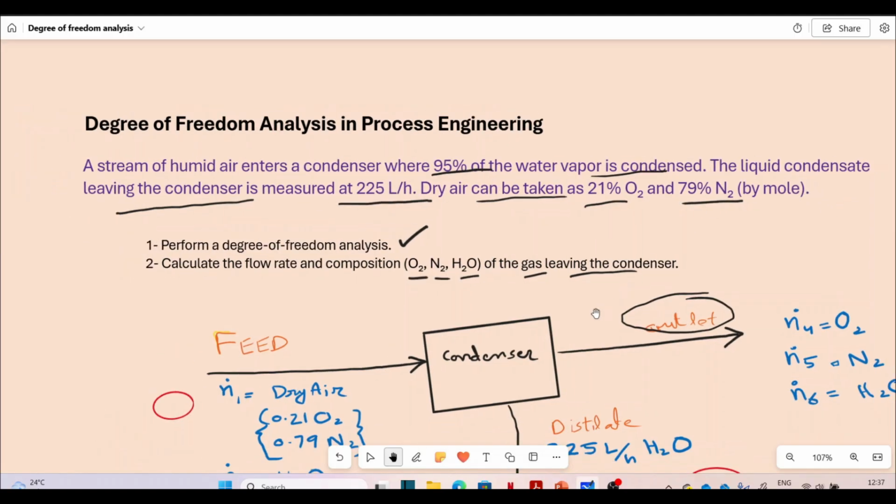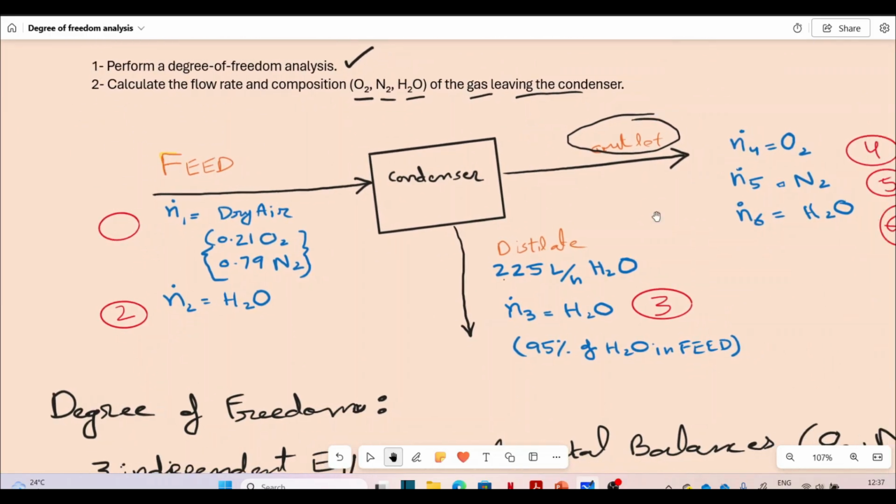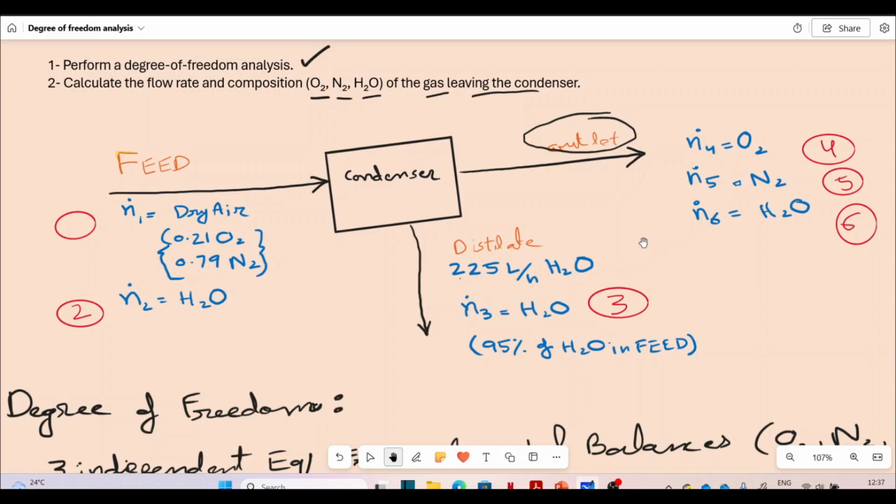Now move to the next step. As I already mentioned, the very first step is to draw the process flow diagram. Here this box is a condenser, and this is the feed, the humid air. In humid air there are two parts: one part is dry air and the other part is water. We know the composition of dry air, which is given: 0.21 is the mole fraction of oxygen in the air and 0.79 is the mole fraction of nitrogen.